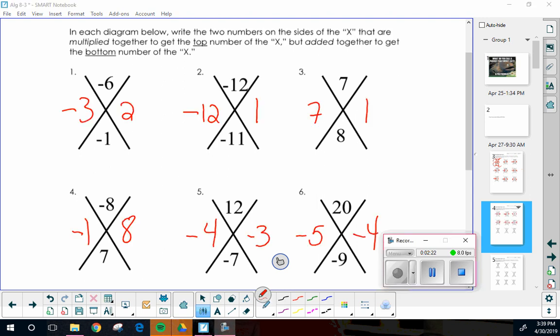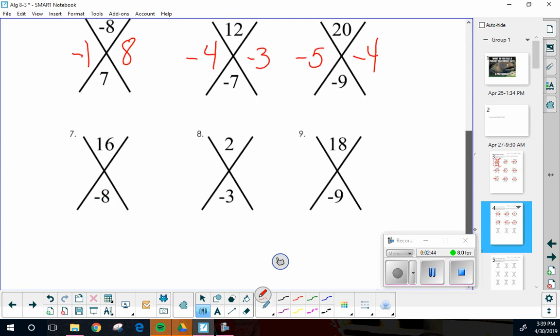Okay, number 1 was -3 and 2. Number 2 was -12 and 1. Number 3 is 7 and 1. Number 4 is -1 and 8. Number 5 is -4 and -3. And then number 6 is -5 and -4.